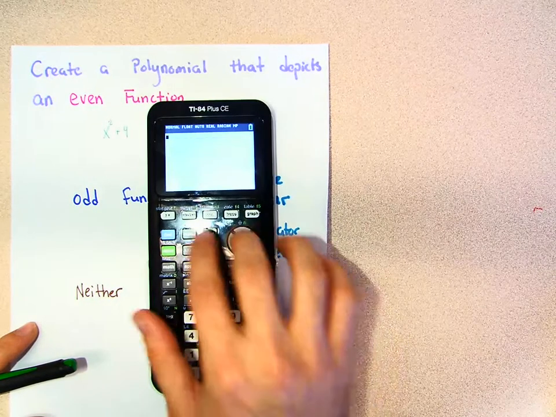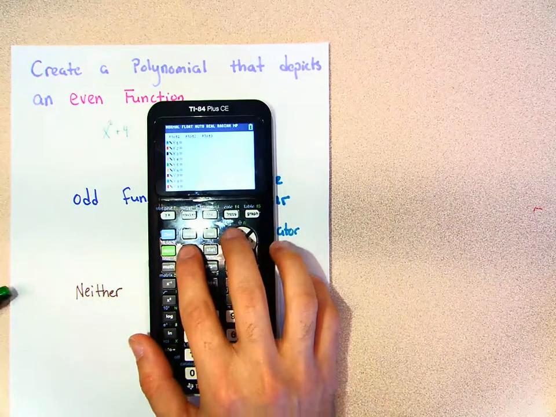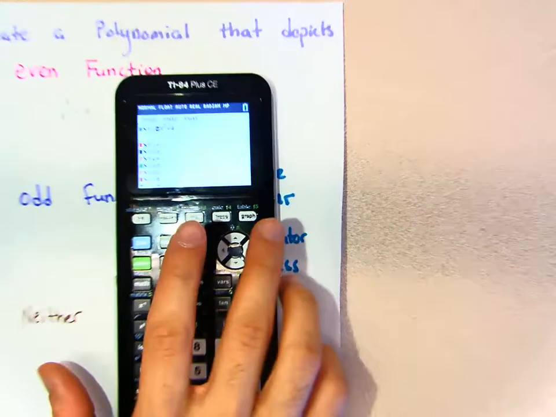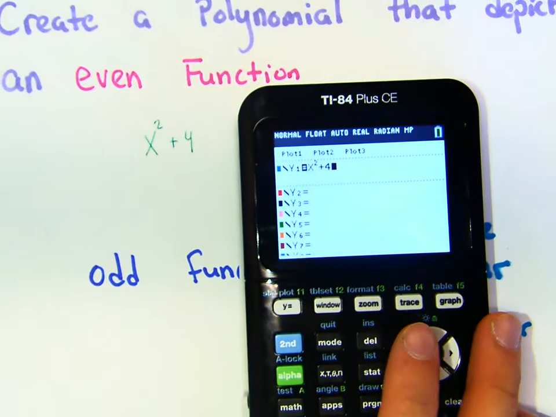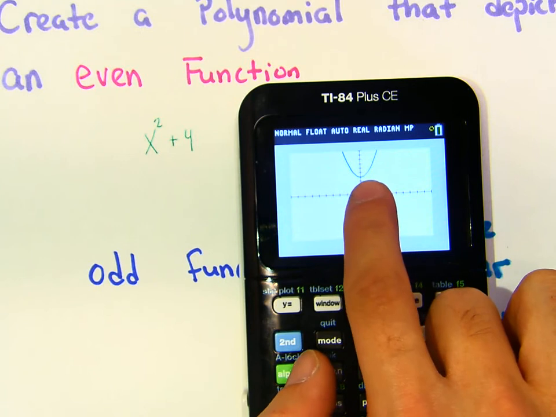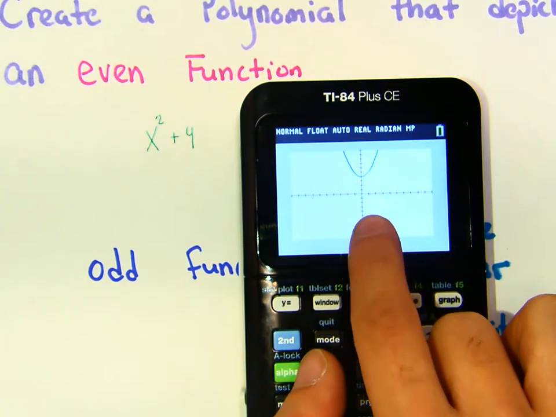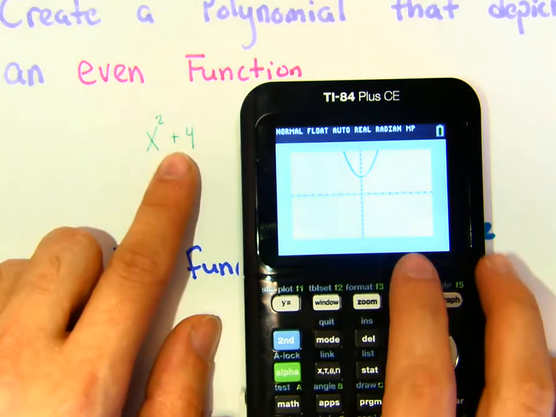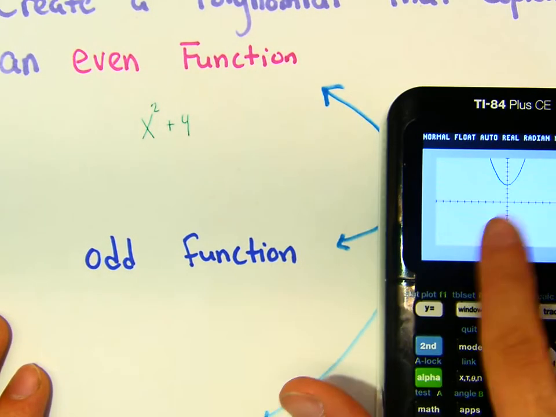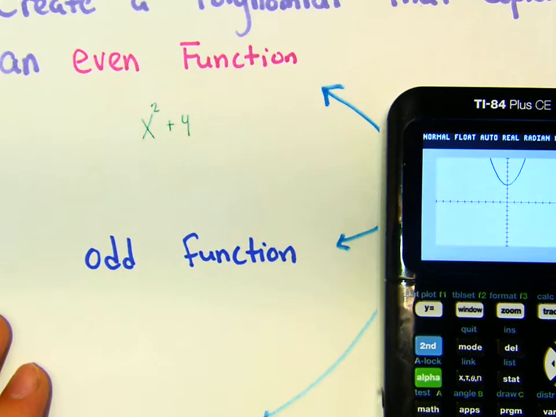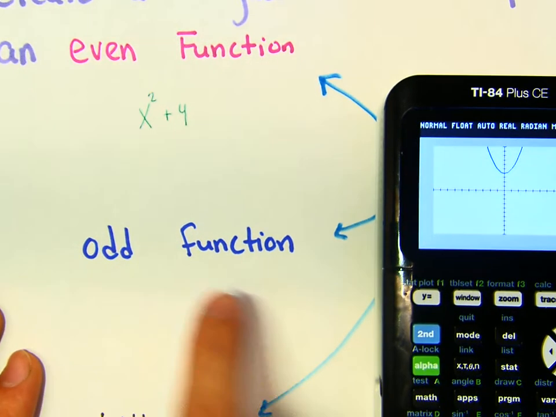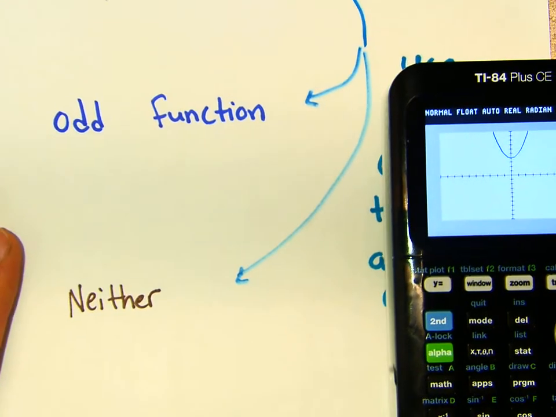Let's say I just take a guess. If I go to my calculator, I hit y equals, I hit x squared plus 4, and now let's zoom in a little bit. And if I hit graph, notice that here, this has a reflection with the y-axis. So I created a polynomial that was an even function. What I want you to do is try and mess around with the calculator, create an even function. Create a polynomial that is an even function. Create a polynomial that is an odd function. Create one that's neither. Okay?